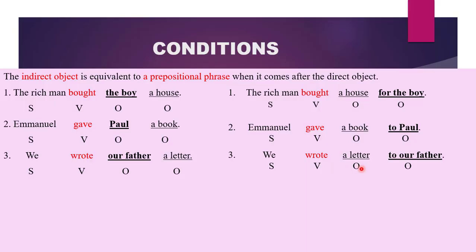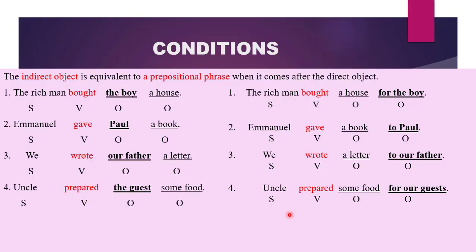We wrote a letter to our father. We, our subject, wrote verb, a letter, object, to our father, our indirect object. The last one, Uncle prepared the guest some food. Uncle prepared some food for our guests. Therefore, Uncle remains our subject, prepared our verb, some food our direct object, for our guests our indirect object.